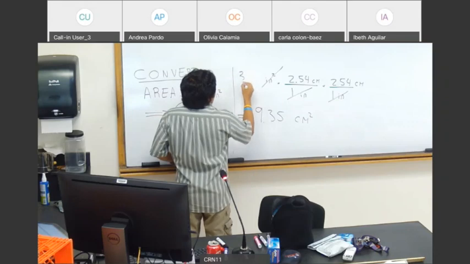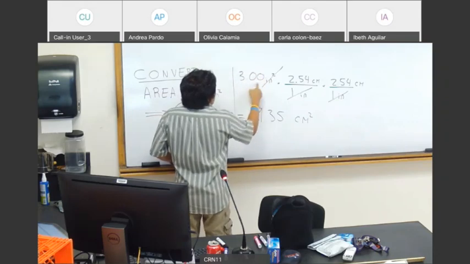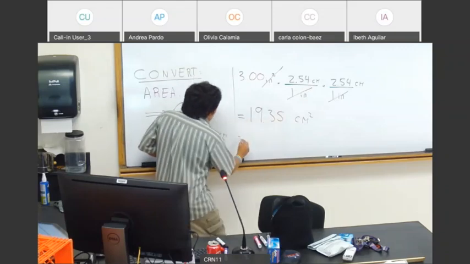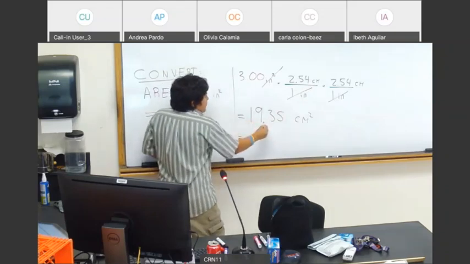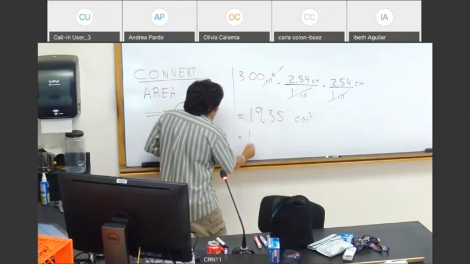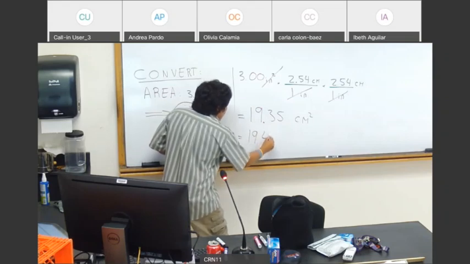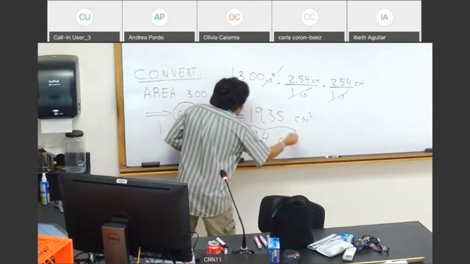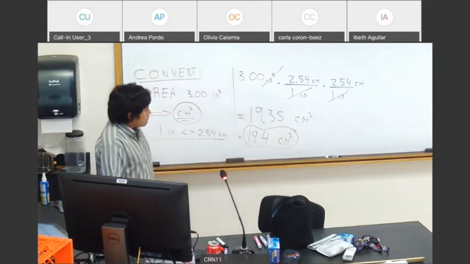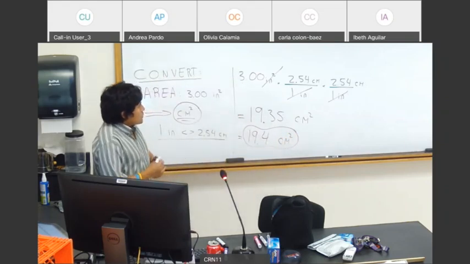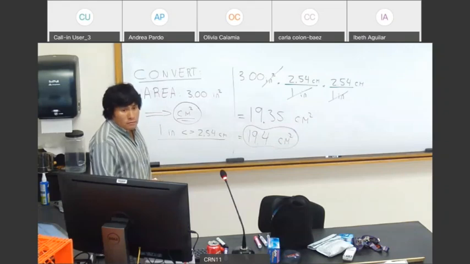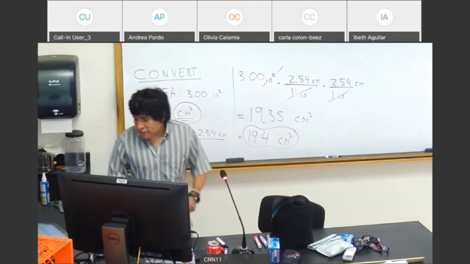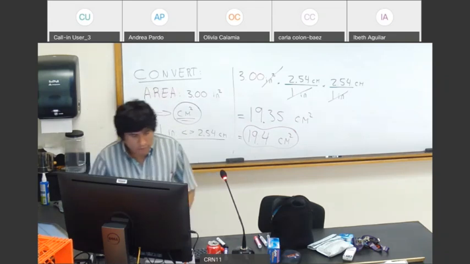So then here, if I round this, 3.00, 3 significant figures, the final answer should have 3 significant figures. So how do I round 19.35? I will do 19.4 centimeters square. This is actually more accurate. All right. So that's basically how you convert. That should help you for some of those exercises that are in the worksheet.